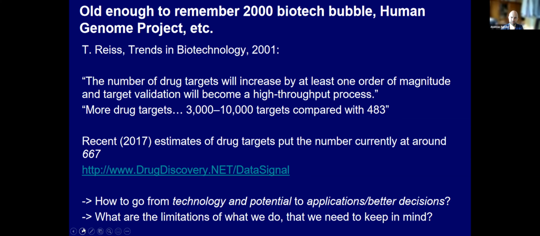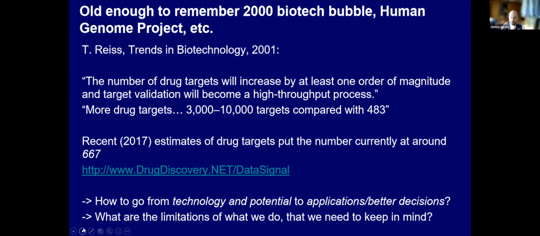So the question is, how do we go from technology to applications? And what are the limitations of what we do that we need to keep in mind? So what do we see in the data we generate? Does sequence tell us enough? Well, quite apparently not as much as we hope to, right? And that's probably the case for AI and drug discovery right now as well.